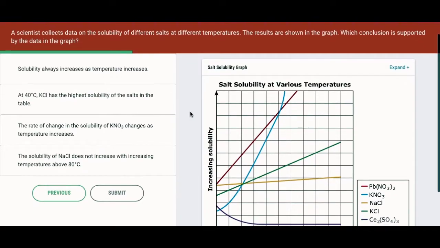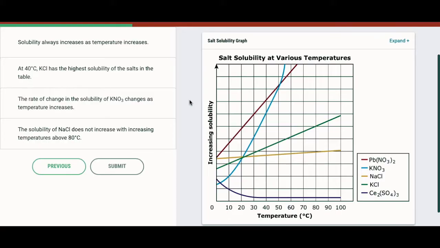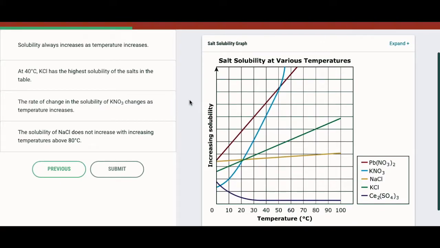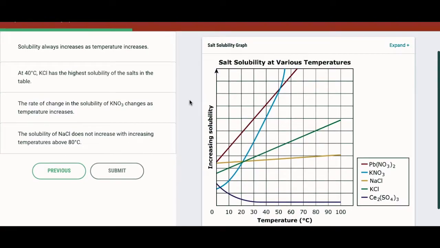So let me show you the question here. So here's your question again, and then here's the graph. So go ahead and pause the video and try to answer the question. Okay, so in this case, we have to look at the graph. So it says salt solubility graph. Salt solubility at various temperatures.